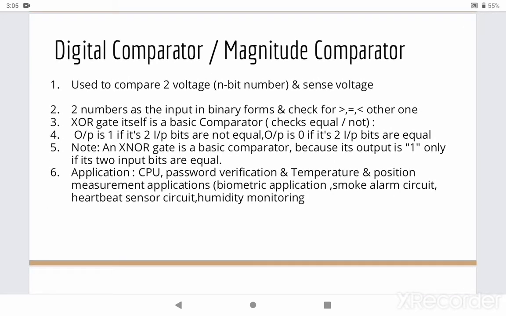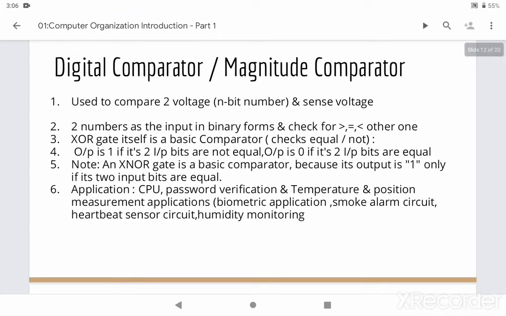Then the next topic is the digital comparator, or magnitude comparator. It is used to compare two voltages. Basically, the voltage here means an n-bit number, and its number of bits can vary accordingly. There are no restrictions.